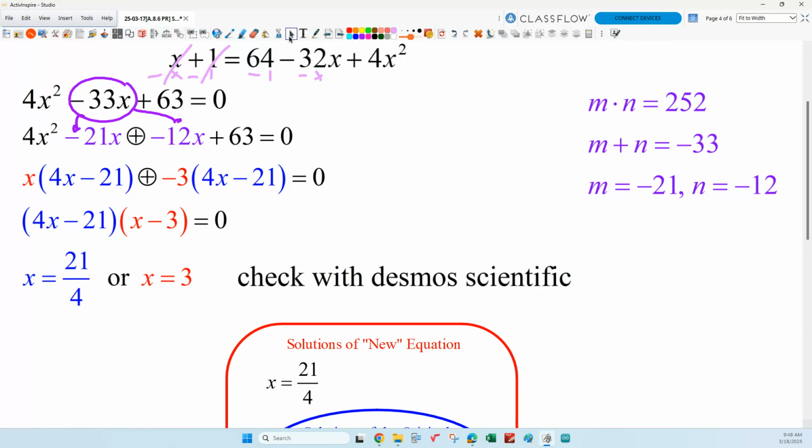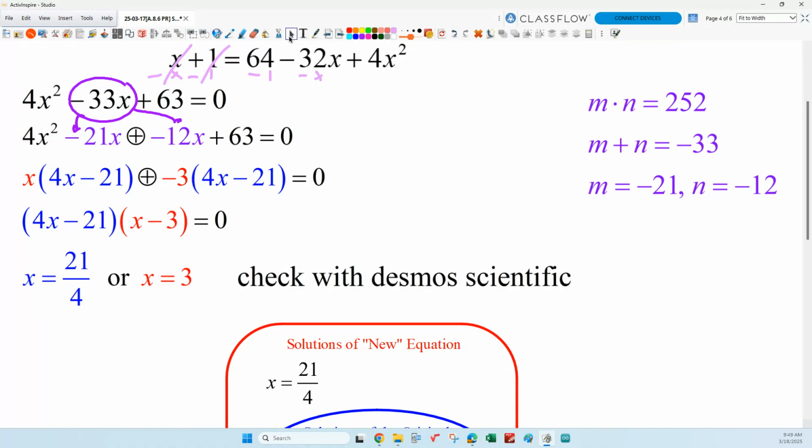Now we just apply the zero product property, right? I've got the product of two factors equal to 0. Well, when does that happen? The red factor is equal to 0 when x equals 3. That's easy. The blue one, we'd have to do a little solving. We'd have to set 4x minus 21 equal to 0. And what would the two steps be to isolate x? Add 21 to the other side, and then divide by 4, and I get 21/4. Okay, so those are my two solutions.